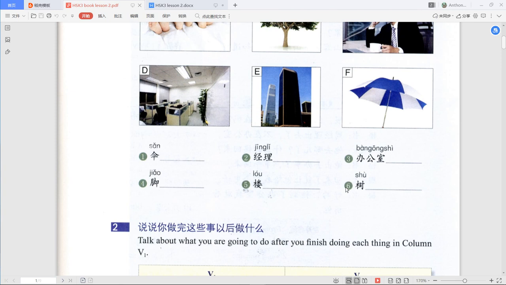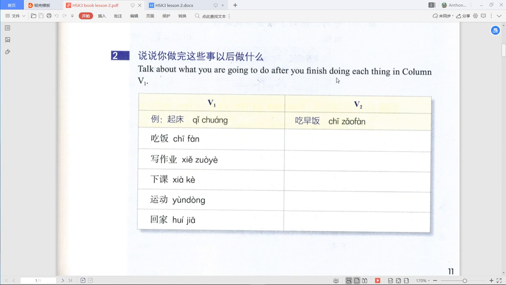Okay, so next one, talk about what you're going to do after you finish doing each thing in column V1. So it's personal, I feel it's a little bit odd, but I think it's practice for vocabulary. So 起床, get up. What do you do after 起床? Say 吃早饭, have breakfast. So maybe some people get up, but then they do other things like brush teeth. Brush teeth, we say 刷牙. Sometimes Chinese people, we say 洗脸. So some people, if they don't take a shower in the morning, they 洗脸, wash face. I don't think we go straight to 吃早饭, have breakfast. But it's your choice. 吃饭, have a meal.